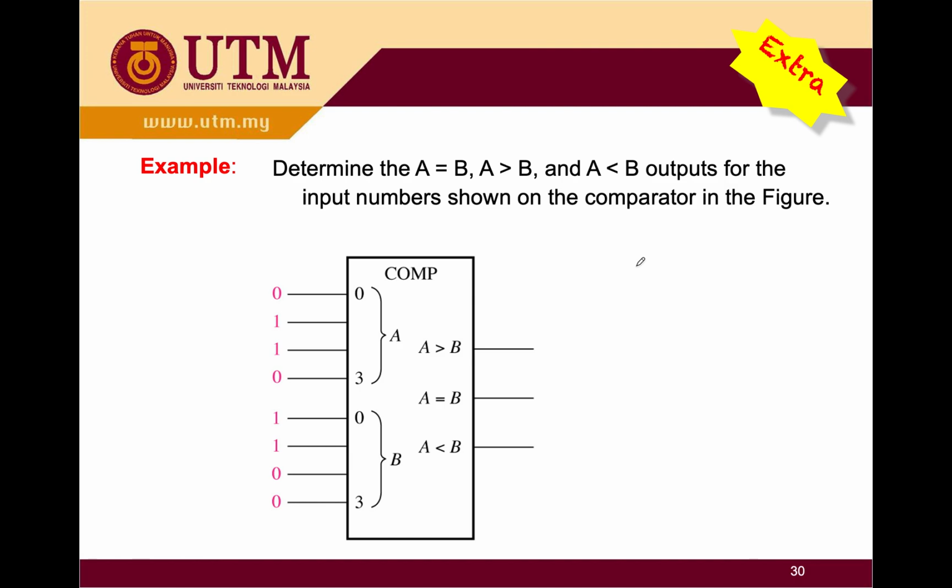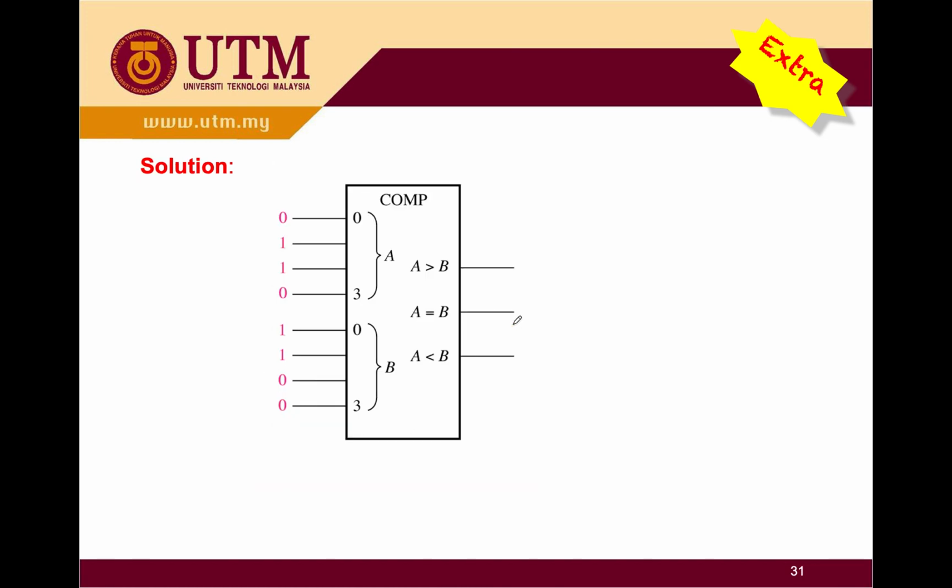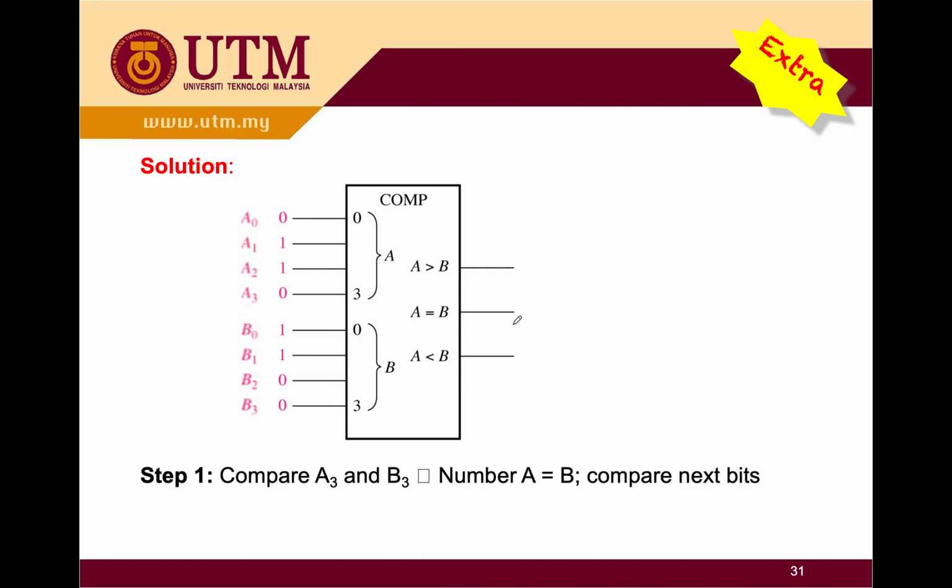Determine the A equal to B, A more than B, or A less than B output for the input numbers shown on the comparator. First of all, you check your MSB. It's the same, so you need to check another one. This and this one, oh, it shows that A equals B. So your output is directly over here without you needing to check another one.